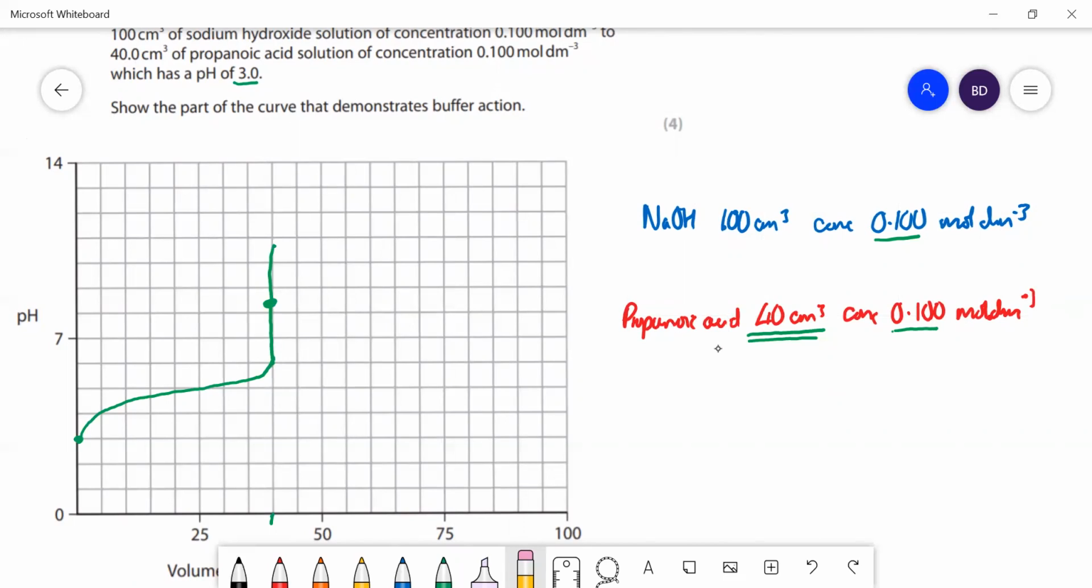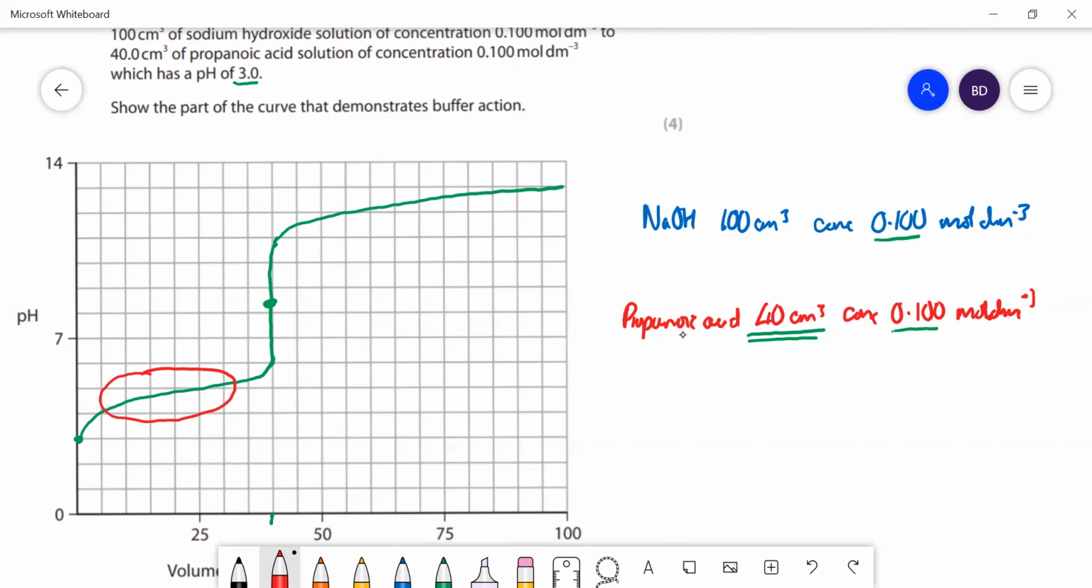Right, and then when it's gone past the endpoint, the pH will continue all the way up to 100, so it will just gradually rise up like that. Okay, so you want something like that. That's going to be the correct titration curve. Now, which bit demonstrates buffer action is when you've got a mixture of HA and A minus, which is of course in this bit of the curve.